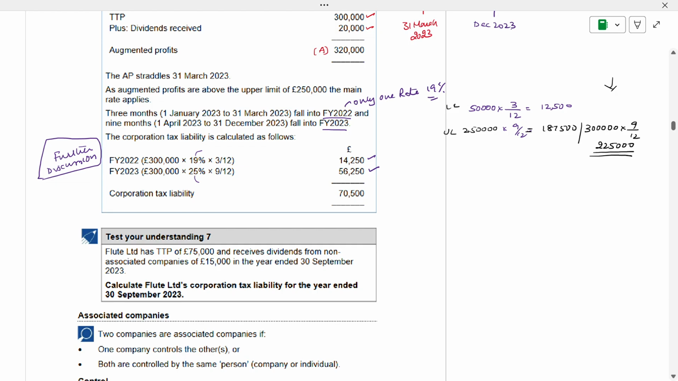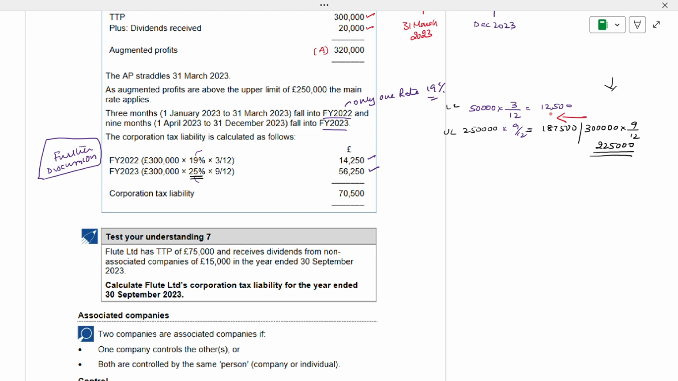Yes, sir. 187,500. Even you are taking, as per your understanding, 300,000 times 9 by 12. How much will you get? 225,000. Yes, sir. It is more than the upper limit. If it is more than the upper limit, can we charge 25% on that? Yes, sir. That is understood, sir.